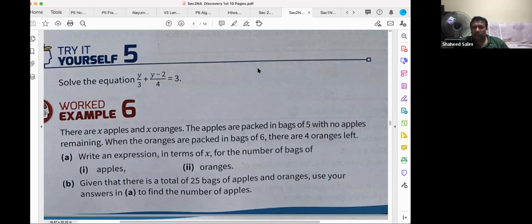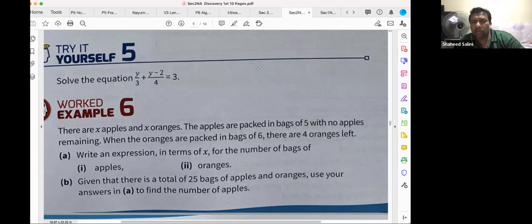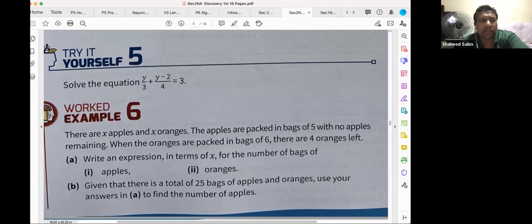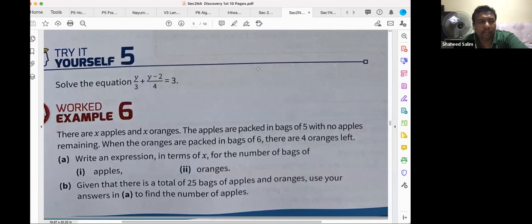Abdul Rahman, I don't think your answer is correct. Abdul Rahman, your answer is wrong. Wait. Let me check. A little bit complex. Okay, I will run through. I do not know whether the rest are okay.